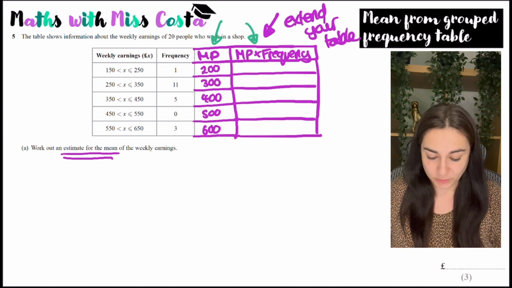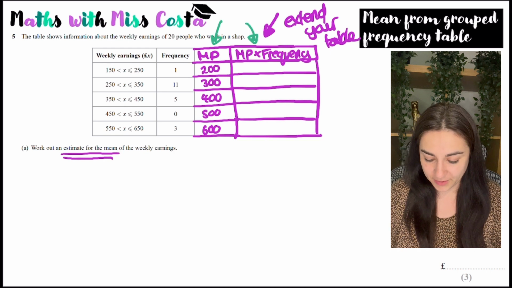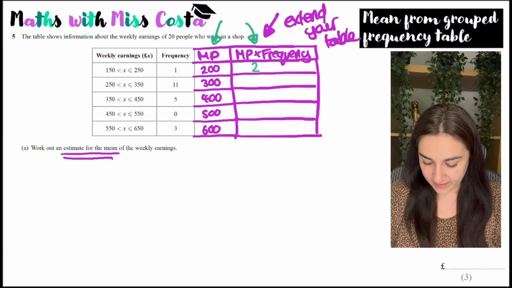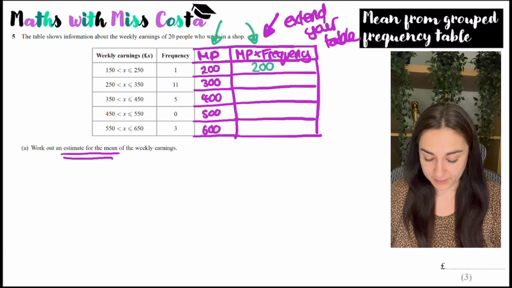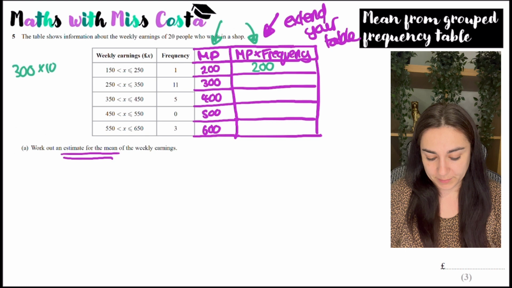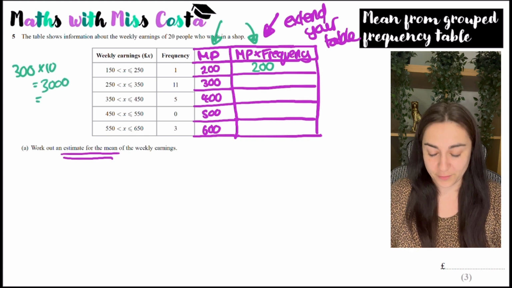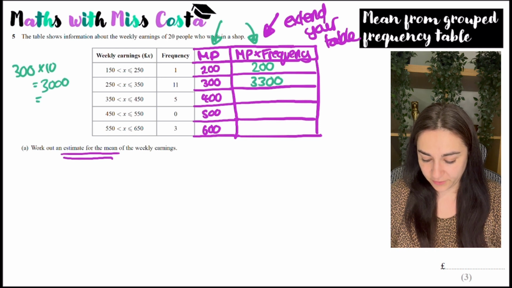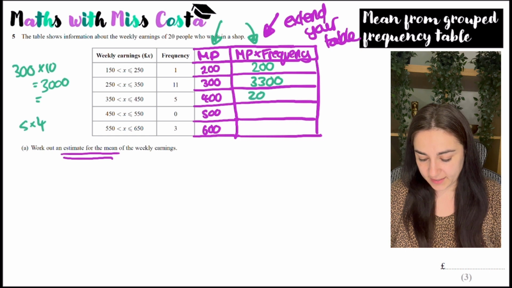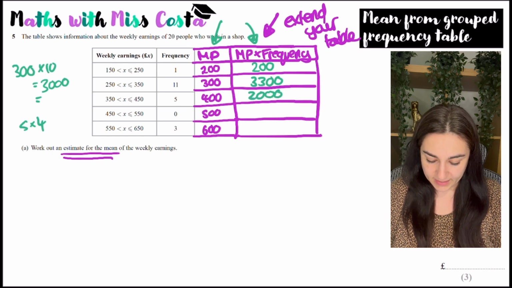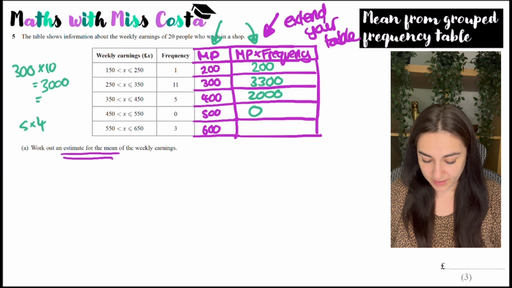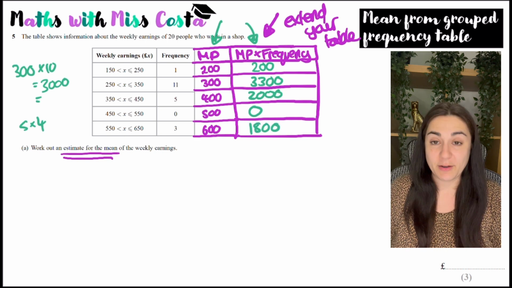So then I multiply my midpoint times frequency. So 200 times by 1 is going to be 200. And then 300 times by 11. Well, I know that 300 times by 10 is going to give me 3,000. So I add on another one lot of 300. So that'd be 3,300. 5 times 400. 5 times 4 is 20. And then I add on the 2 zeros. 0 times by anything is 0. And 3 times 600, well, 3 times 6 is 18. And I add on the 2 zeros. So now I've filled out my column.